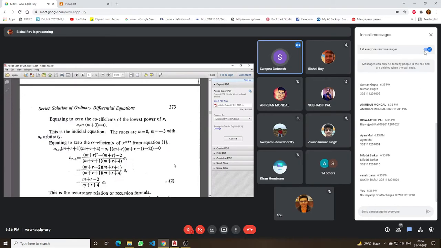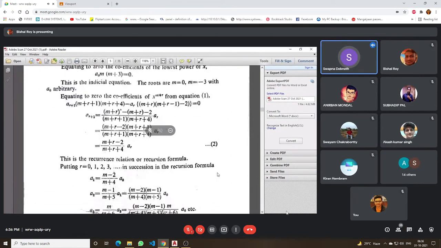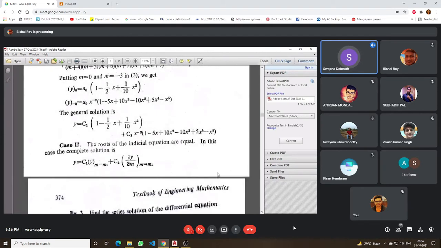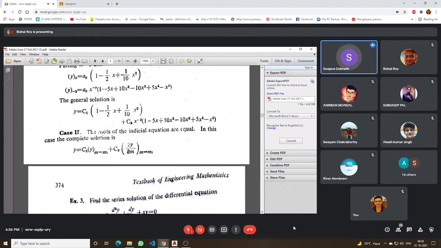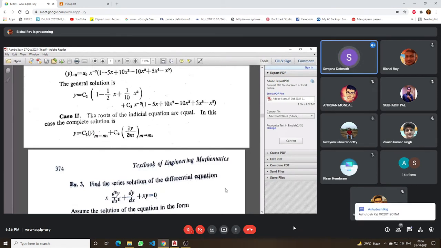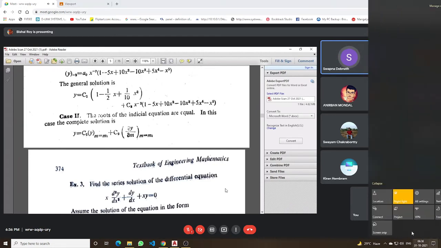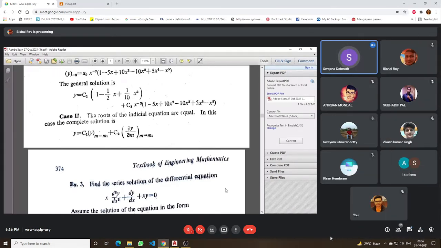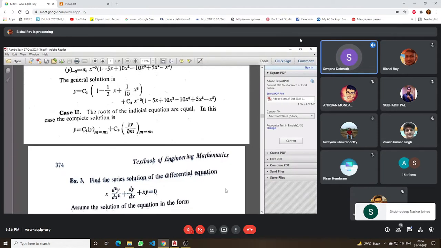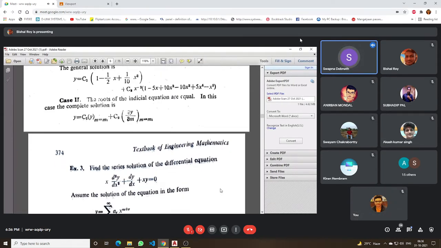There are three cases. One case we have discussed yesterday. Case 2 is when the roots are equal. Then the complete solution will be y equal to c1 y at m equal to m1 plus c2 del y del m at m equal to m1. Actually, from hereafter this series solution becomes very difficult. Therefore, do not get into the theory so much. Just see the problems. See this problem.